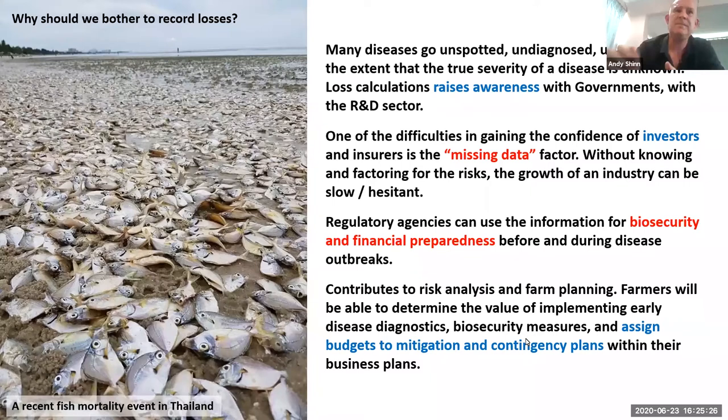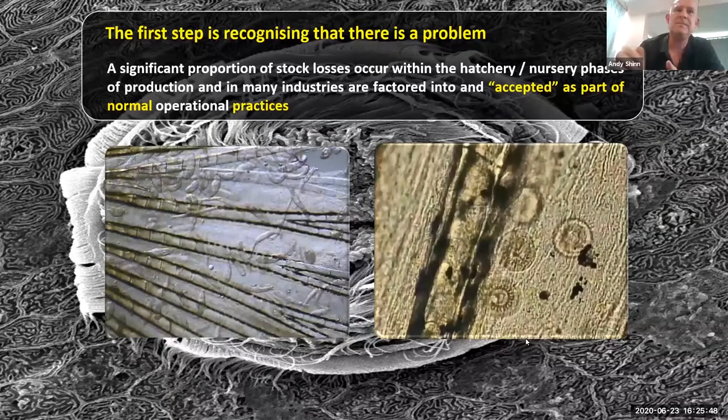So I think the first thing is actually recognizing when there's actually a problem. I've put two nice videos of parasites here. To the left, we have Gyrodactylus, which is a monogenetic skin fluke on the fins of tilapia. And then we have Trichodina, which we know is a common protozoan encountered in many hatcheries. Unfortunately, these two parasites are perhaps quite conveniently overlooked. Many farmers know they're there, but some of the losses associated with these are just accepted as perhaps normal practices.